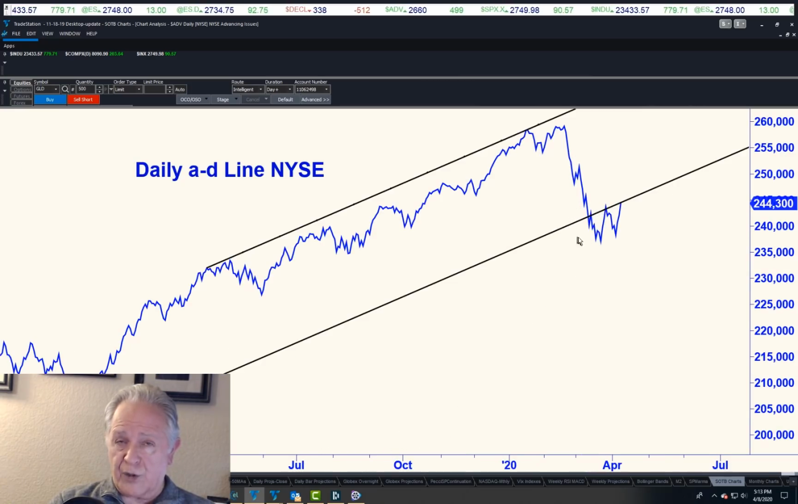That's what we wanted to show you in terms of why would you be looking for a reversal here. This is one of the main reasons. The advanced decline line, broken below the channel, came up to it once, down, has come up to it a second time. We'll be watching that.